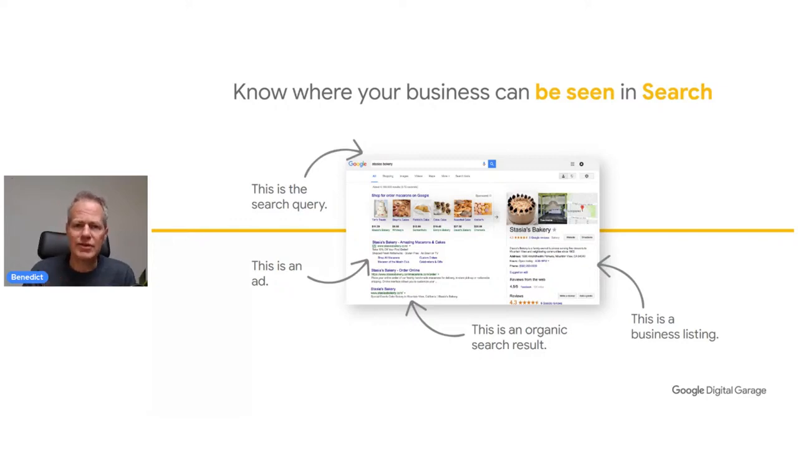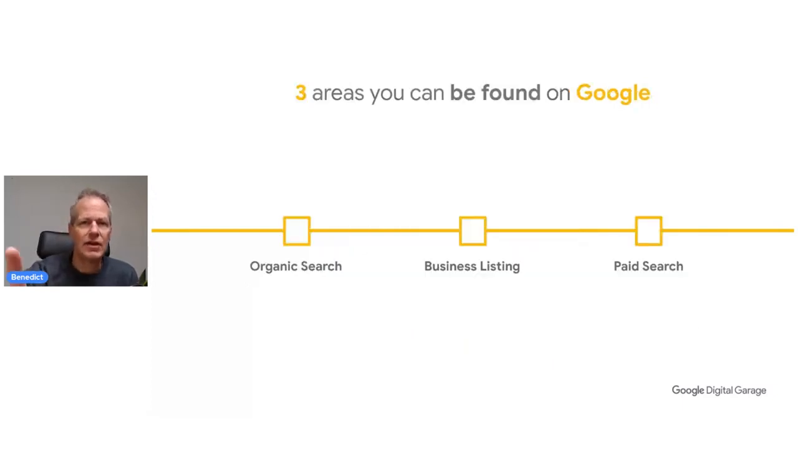So your next question might be, what words and phrases do people search for, particularly people who are shopping? Okay, so let's have a look at a couple of the different things. But before we do that, there are three areas where you can be found on Google. It could be organic search, a business listing, or a paid search.